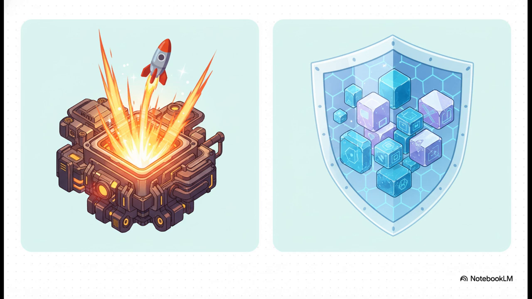But on the other side, you have the microkernel. Here, only the absolute bare minimum services are in the kernel. Everything else runs as separate programs. The big plus here, if one service crashes, say your Wi-Fi driver, it doesn't take down the entire system. It's way more secure and stable, but it can be a little bit slower.